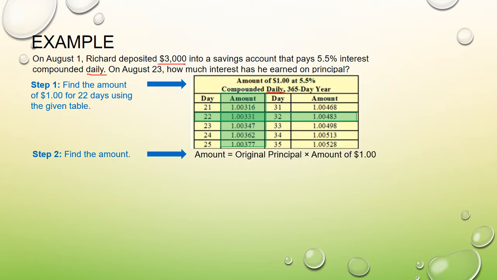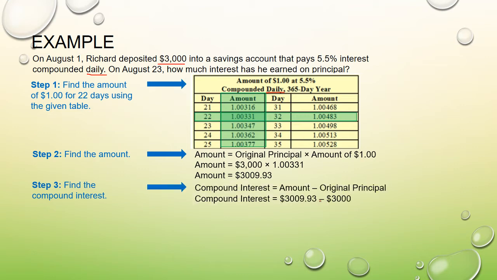Remember, the formula is original principal times the amount of $1. Original principal is how much we started off with, which is $3,000, multiplied by the amount of $1, which is what we found in step 1, and that is 1.00331. Multiply together. That means after 22 days, Richard has a total of $3,009.93. However, they're not asking how much he had in his account. They're asking how much interest he earned. So you want to take the amount and subtract the original principal from it. That means after 22 days, Richard earned an extra $9.93.